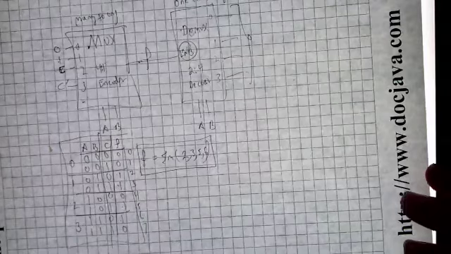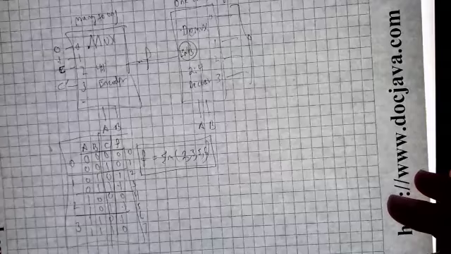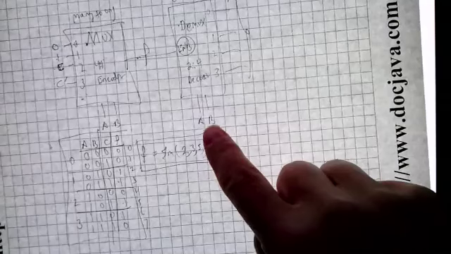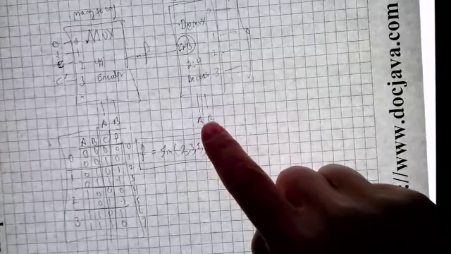Homework 6, questions 15 and 16. Question 15 says, in a 2 to 4 decoder or demultiplexer, how many select lines are required? And you can kind of see that here. These are the select lines, and there are 2.